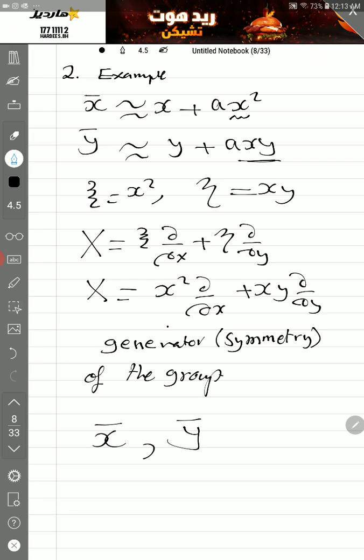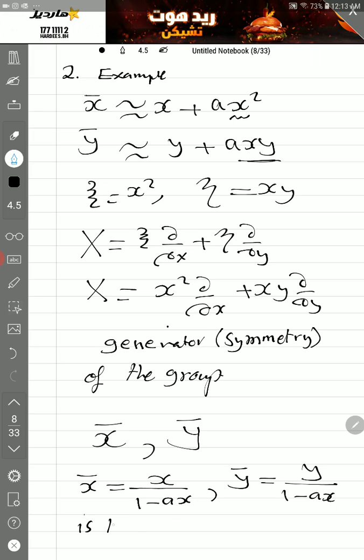And if we complete, what you will see there, I already did it in the notes, x bar equal to x over, as we did in example 1, 1 minus ax, and y bar equal to y over 1 minus ax. This is the one parameter group.